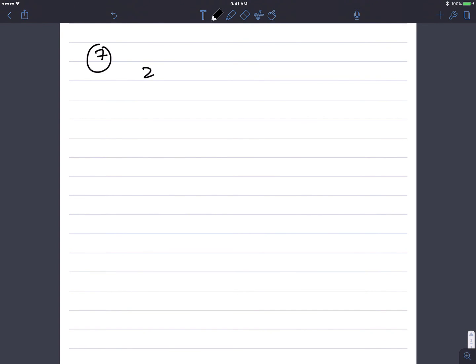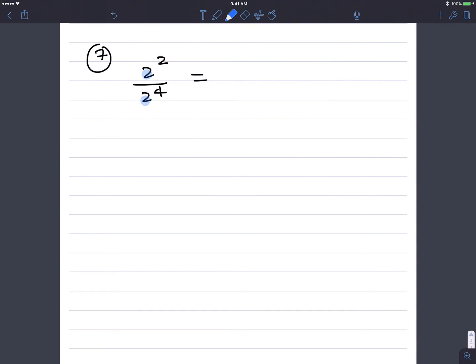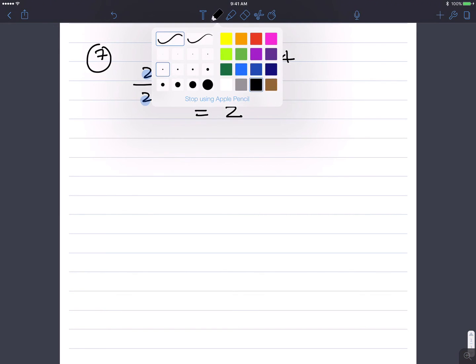Number 7, 2 squared over 2 to the 4th. We have the same base. So we keep the base and we subtract the powers. Well, the base here is 2, and 2 minus 4 is negative 2. So this is a base to a negative power. So this is going to bring up another fact here.